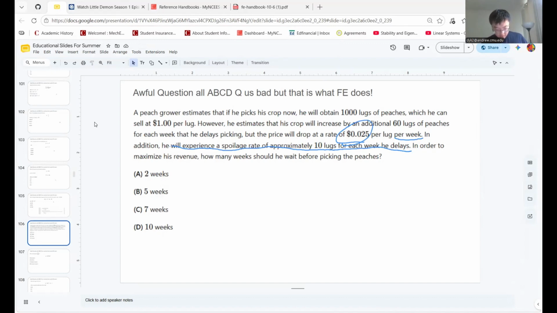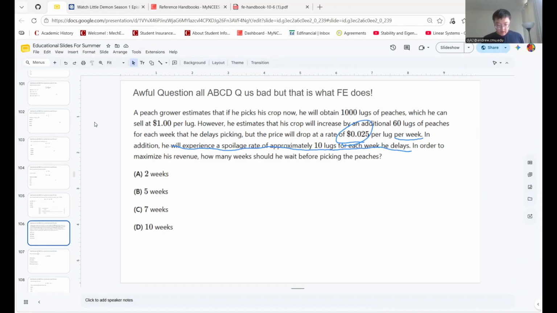So this question doesn't make any sense. So Gore estimates that he'll take 10,000 lugs of peaches, which he can sell for $1. However, he estimates that his crops will increase by an additional 60 lugs of peaches for each week that he delays picking, but the price would, oh, I see what you're saying.